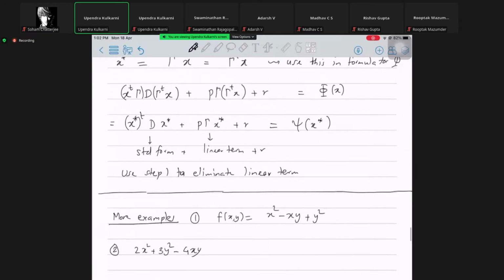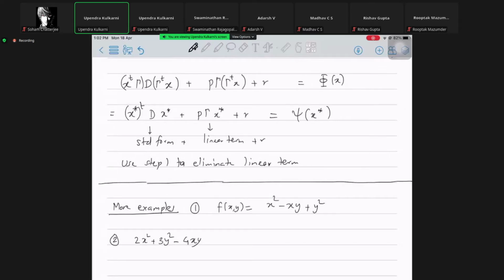Okay, so let me write down the second one. Minus 4xy minus 12x plus 14y plus 21. So again, I have taken this directly, but you see, where does this come from? So just verify. So 2 times (x minus 2) the whole square plus 3 times (y plus 1) the whole square minus 4 times (x minus 2) times (y plus 1) plus 2. So check that this is the case.